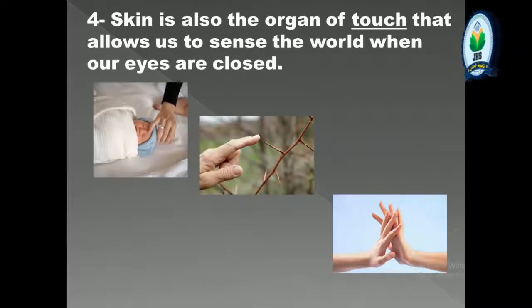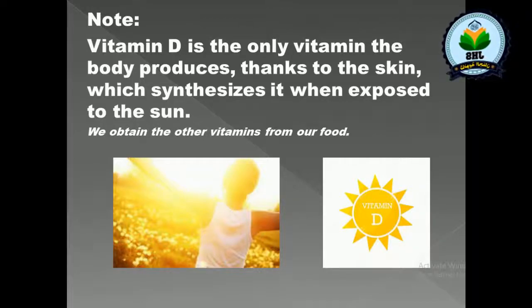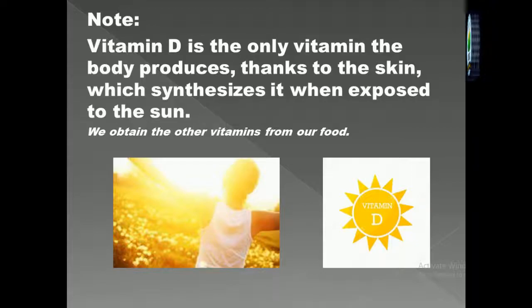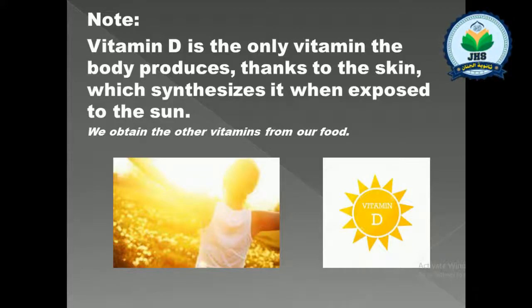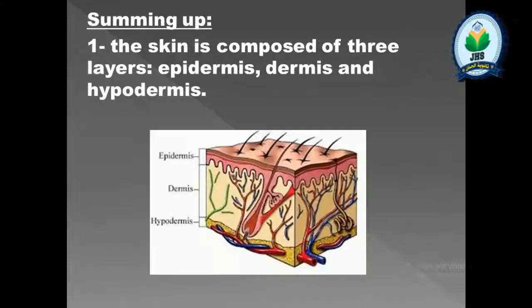Number 4, skin is also the organ of touch that allows us to sense the world when our eyes are closed. Note, vitamin D is the only vitamin the body produces, and thanks to the skin, which sensitizes it when exposed to the sun. Note, we obtain the other vitamins from our food.